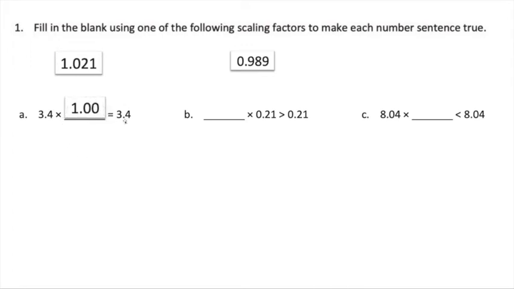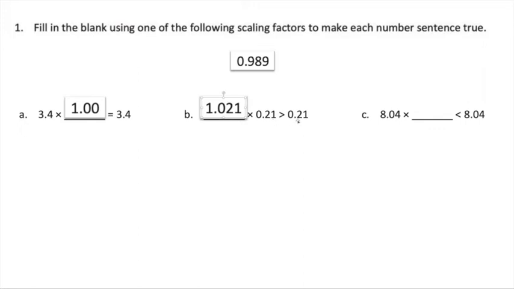How about here? We want a product that is greater than 21/100ths. So we're going to look for a factor that's also greater than a whole. So which one of these two factors is greater than 1 whole? That's right, it's 1 and 21/1000ths. So because 1 and 21/1000ths is greater than a whole, when we multiply that by 21/100ths, we know that the product is going to be greater than 21/100ths.